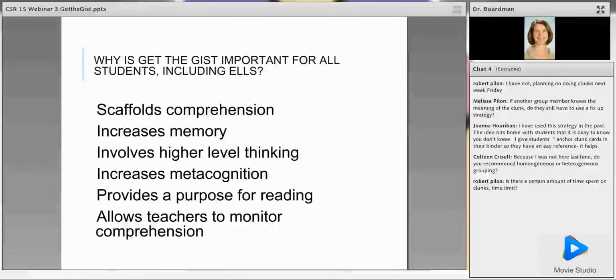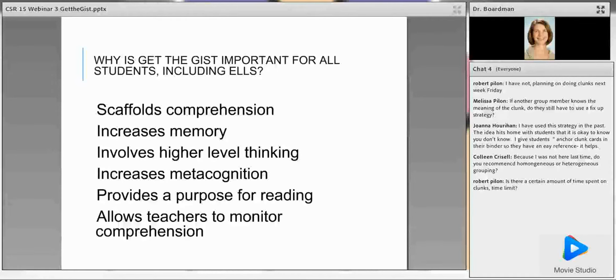What about English learners? Well, getting the gist, this process scaffolds comprehension, it increases memory, it certainly involves higher level thinking and the metacognition that we've been talking about. It also provides a purpose for reading. So I know that when I get to a section, I'm going to have to generate a main idea. That's a really important piece of the purpose that kids will become familiar with, and they'll start to look for it as they're reading. They'll be generating main ideas on their own after a while.